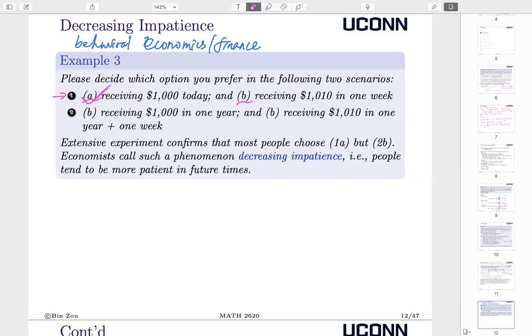Now let's take a look at scenario 2. Again, here I have a typo. Here's A. So again, you have two options. Option A, you receive $1,000 in 1 year. Okay, so it's 1 year from now. Option B, you receive 10 more dollars, but wait another week. And surprisingly, for the same participants, most of them choose B over A.